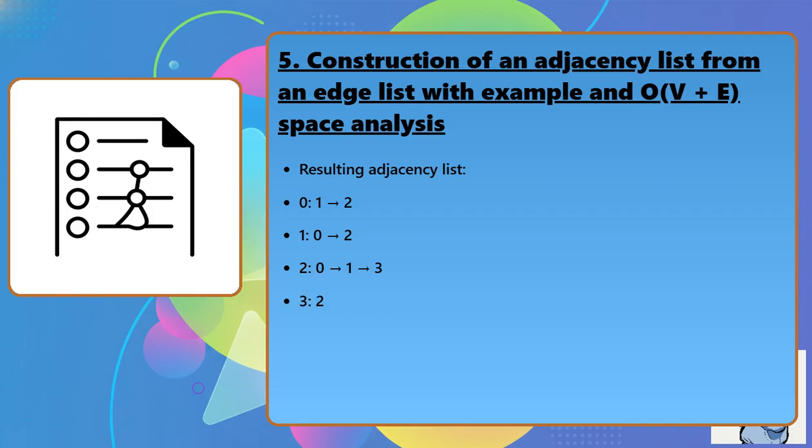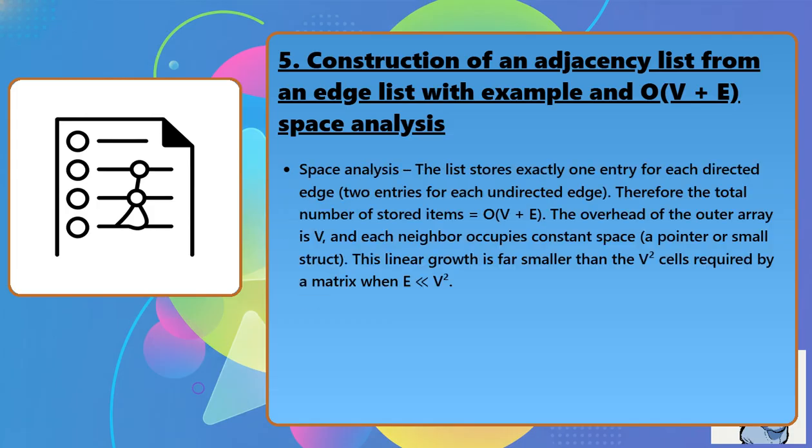Space analysis: the list stores exactly one entry for each directed edge, 2 entries for each undirected edge. Therefore, the total number of stored items equals O(V plus E). The overhead of the outer array is V, and each neighbor occupies constant space, a pointer or small struct. This linear growth is far smaller than the V squared cells required by a matrix when E is much less than V squared.